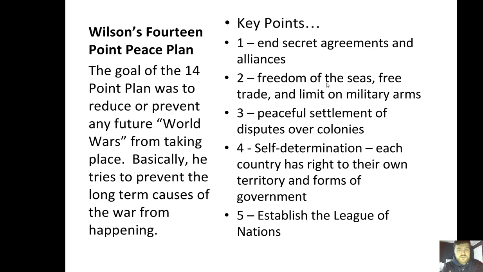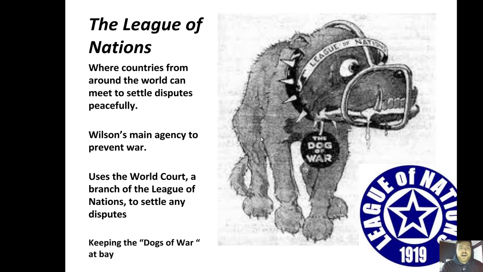Key point number 4, self-determination. Each country has the right to their own territory, their own forms of government. Again, this is emphasizing and trying to reduce the amount of imperialization that's been taking place. And the 5th key point, and this is Wilson's major key point, his brainchild, the number 1 thing he really wants to push, is the creation of what's called the League of Nations. The League of Nations is essentially a gathering of all of the world's industrial countries, a place where they can come together and settle their disputes peacefully as opposed to going to war.